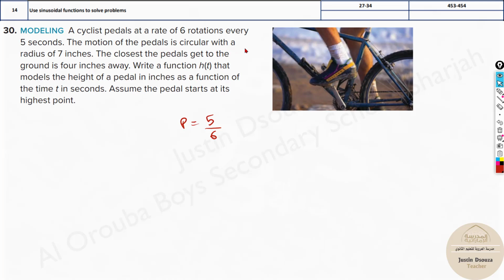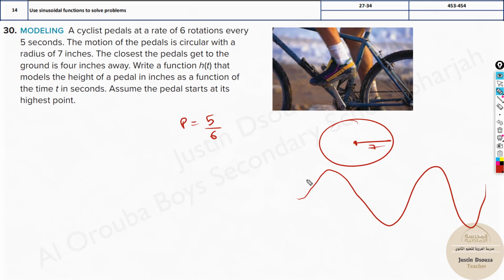The motion of the pedal is circular with the radius of 7 inches. Now, this motion is circular, 7 inches. If you do it in a sine graph, it goes 7 up, 7 down, 7 up, 7 down. So, this is how it occurs. Now, what you can do is directly take that as the amplitude, 7 up and 7 down, isn't it? So, amplitude A is 7.